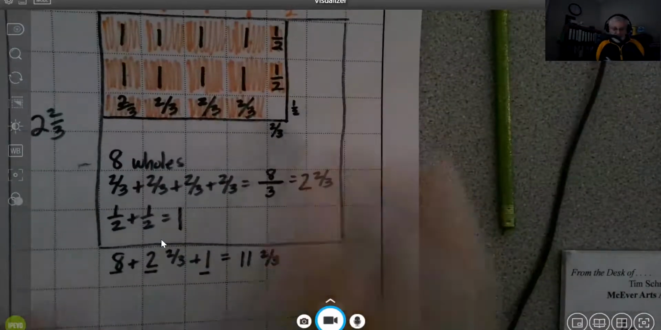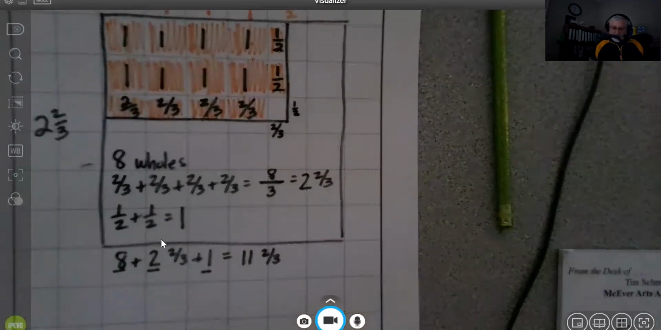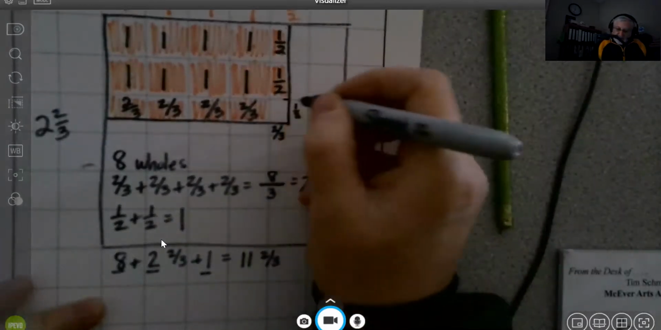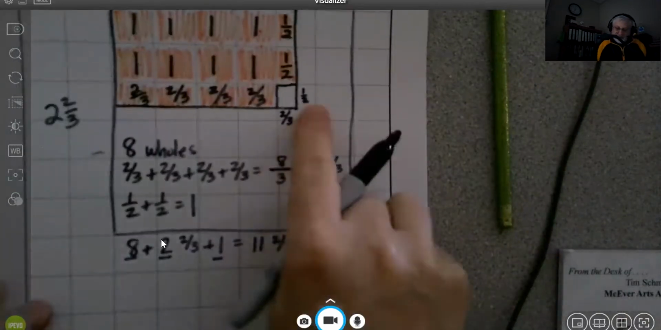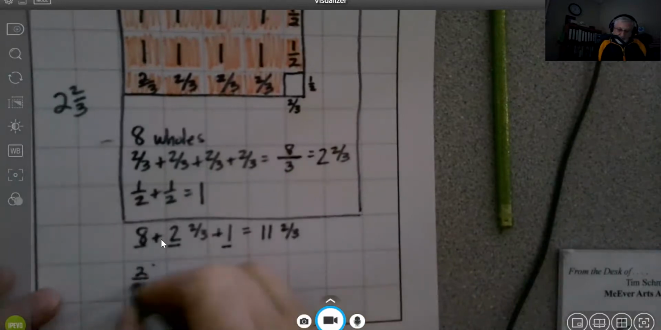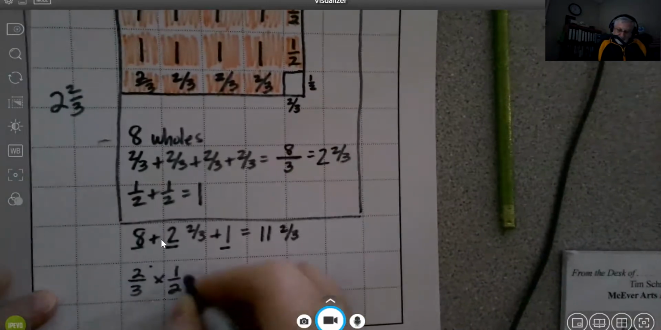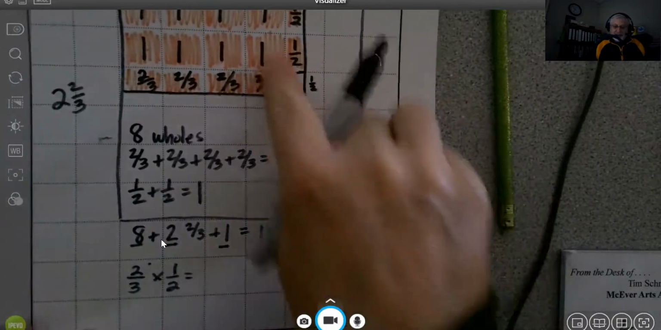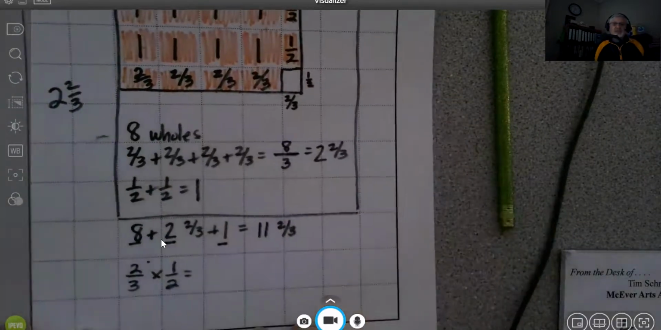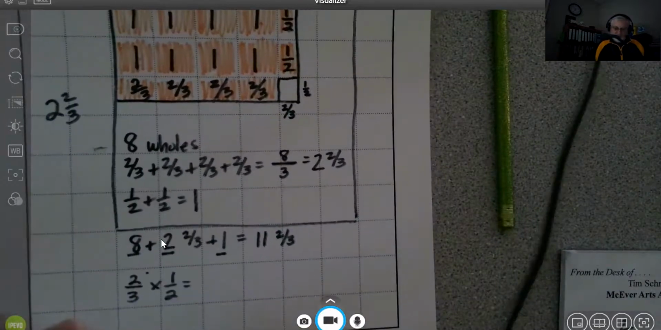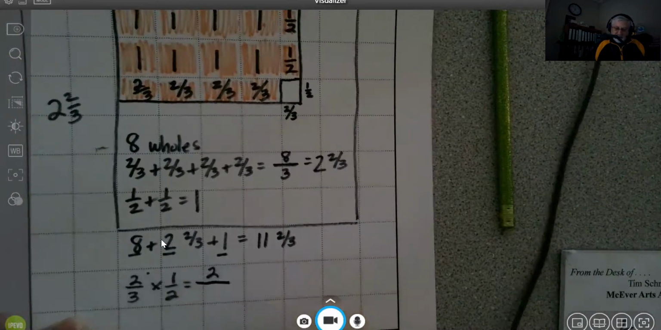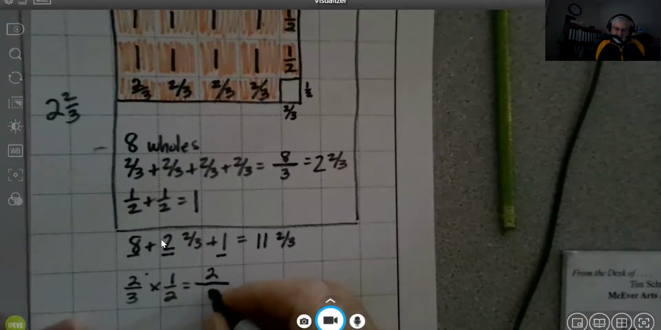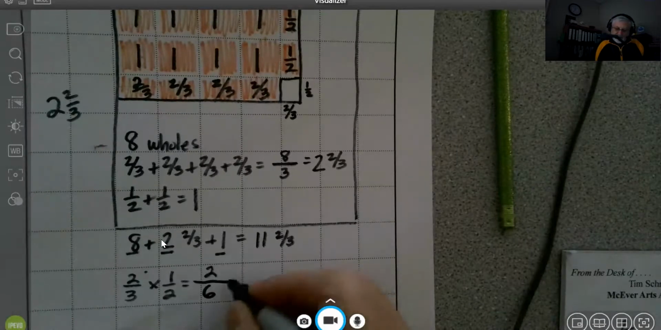Okay, now I want to find out the area of this last space here. Okay, this is what I want to find out, what the area is for this last space. So I have to multiply 2/3 times 1/2. Again, I'm not multiplying it by a whole because these are two fractions, because it's just a partial. Well, I know I have to multiply my numerators together, so 2 times 1 is 2, and my denominators together, which 3 times 2 is 6. So now I have 2/6.